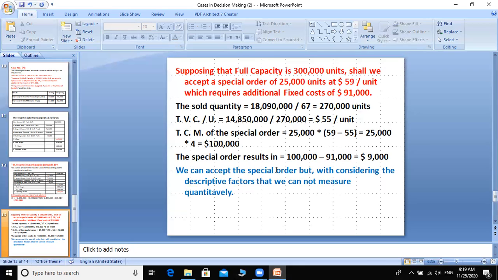So we can accept the special order, but with considering the descriptive factor that we cannot measure quantitatively.